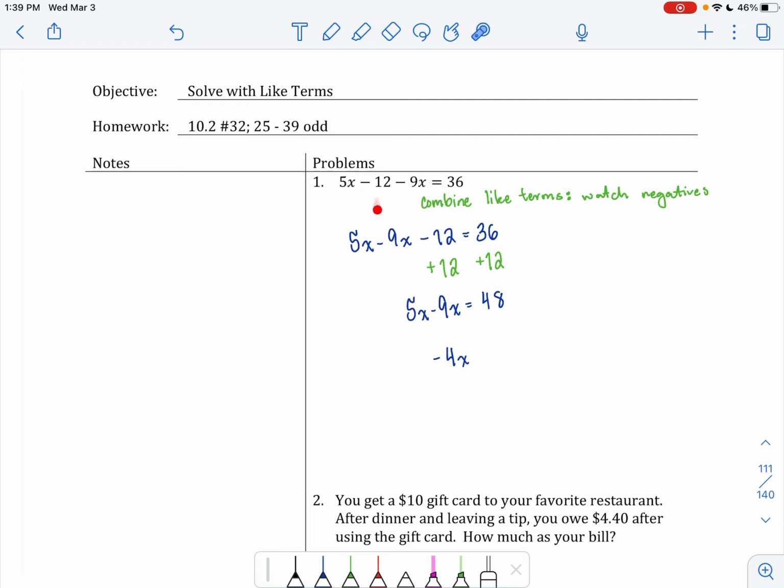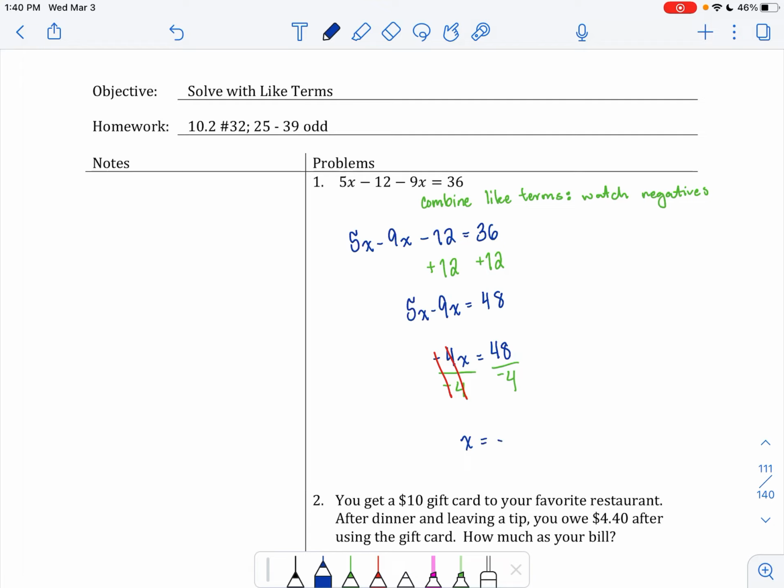One thing I want to point out here is even if I added 12 at this stage, the 9 would still be negative. So please make sure you're watching that. Equals 48. Now I'm going to get x by itself, so I'm dividing by negative 4 altogether. Some of you have a habit of not dividing the negative, and then you get the correct numerical answer, but the wrong sign, the wrong positive or negative. So we want x completely by itself, including the negative.